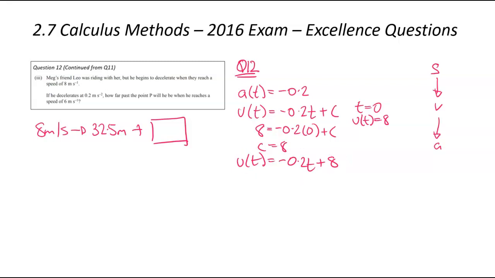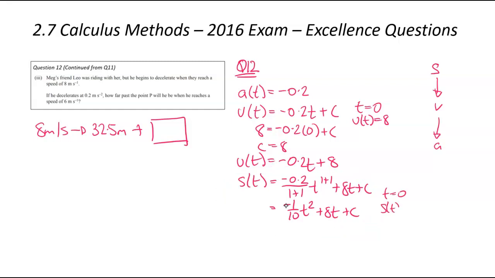Now going to carry on to displacement, because again the question is how far. So the displacement in terms of time is going to be negative 0.2 divided by 1 plus 1, t to the 1 plus 1, plus 8t plus c. It's going to get us to negative 1/10 of t squared plus 8t plus c. Again, we've got that annoying c value, so we need to figure out what we can substitute in to find out what that is. And again, because we're dealing with displacement, we know if no time has passed, so if t is equal to 0, no distance would have been traveled.